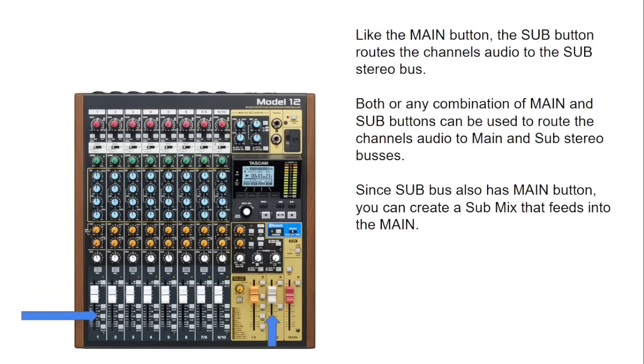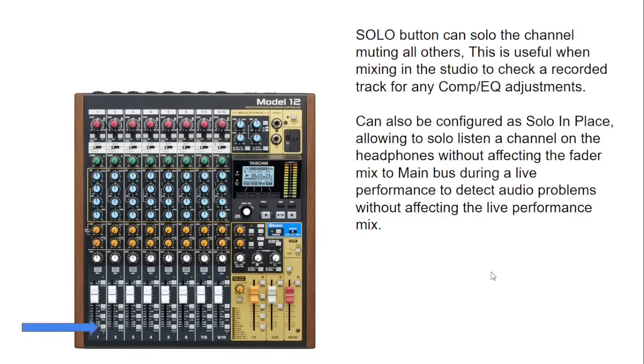And since the sub bus also has a main button, we can create a sub mix that feeds only to the sub, not to the main, and then we can adjust that sub channel that sends to the main output. An example would be if we have 4 tracks of drums where we can assign it to a sub, and now we use the sub channel to control the overall volume of the drum channel in comparison to the other channels. And finally, the solo button.